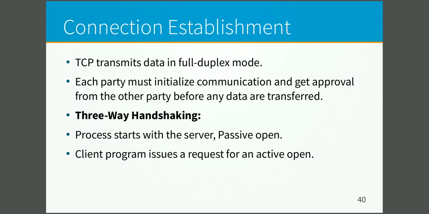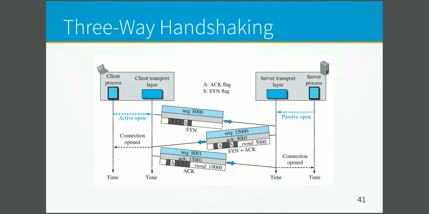Okay, so this three-way handshaking is illustrated in this diagram that we show here. At the application layer we have a client process, and again at the receiver we have a server process at the application layer.